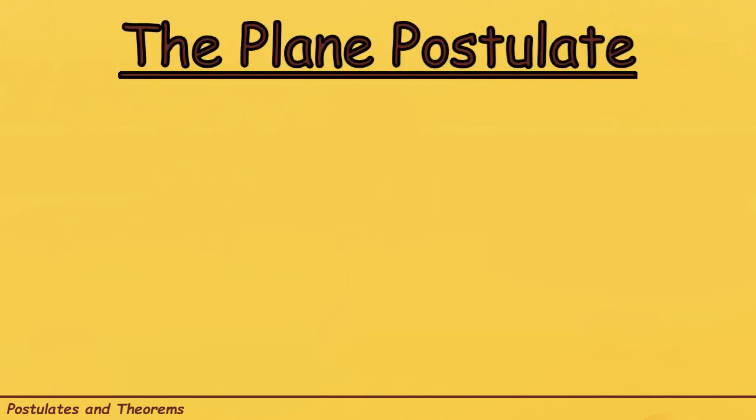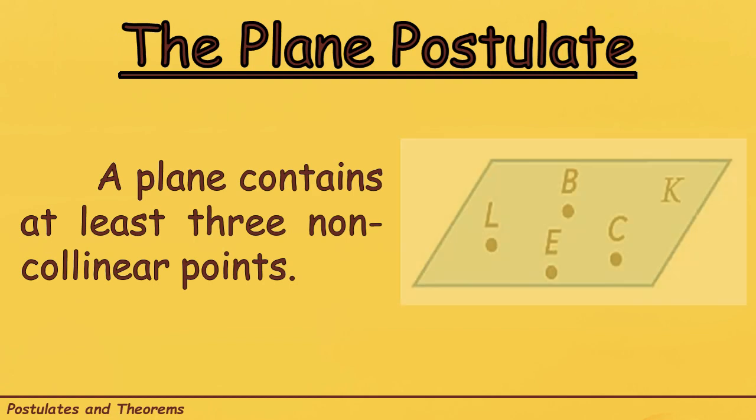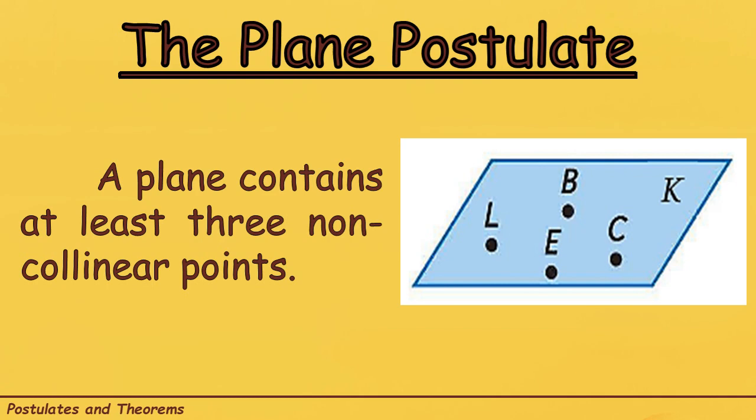Let's proceed to the second postulate. The second postulate is the plane postulate. A plane contains at least 3 non-collinear points. Ito siya. Kung makikita natin, we have plane K. So dito daw, a plane contains at least 3. Ibig sabihin niyan, ang pinakamababang number ng points dapat dito is 3. Hindi pwedeng dalawa, because we cannot make a plane out of 2 points only. So dapat ay 3 pataas.